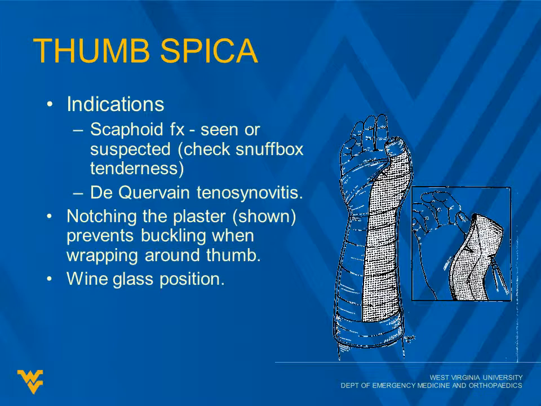Next, the thumb spica splint. These are best used for scaphoid fractures, which is seen or suspected. If any snuffbox tenderness, you need to go ahead and throw them in a thumb spica. Also can be used for de Quervain tenosynovitis. Notching the plaster, as shown in the picture to the right, helps prevent buckling when wrapping it around the thumb. You want to go ahead and use that wine glass position for this.